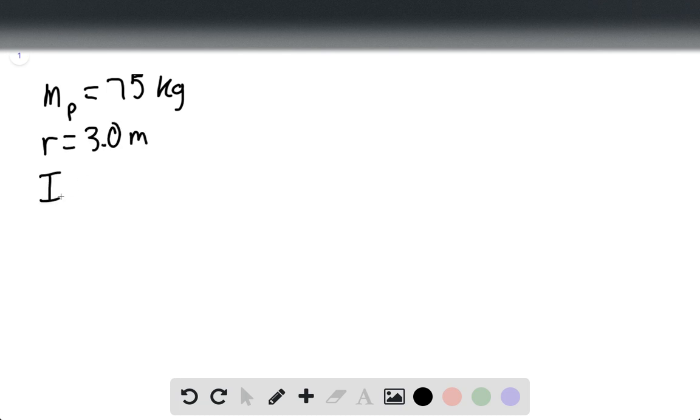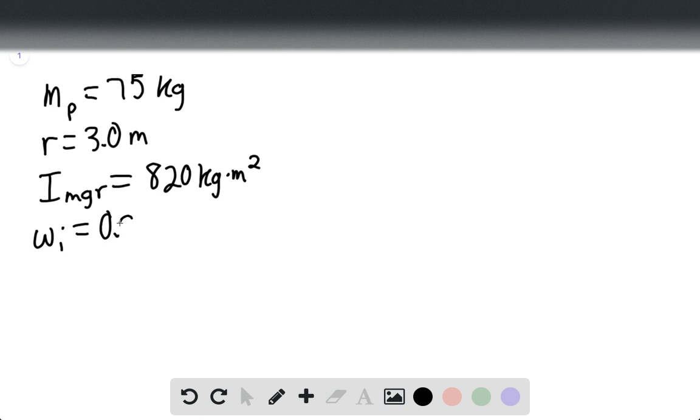So here we want to calculate the final angular velocity and then the initial kinetic energy and final kinetic energy. We know that the mass of the person is equal to 75 kilograms. We know that the radius is 3.0 meters. The moment of inertia of the merry-go-round is equal to 820 kilograms per meter squared. And we can say omega initial equals 0.95 radians per second.